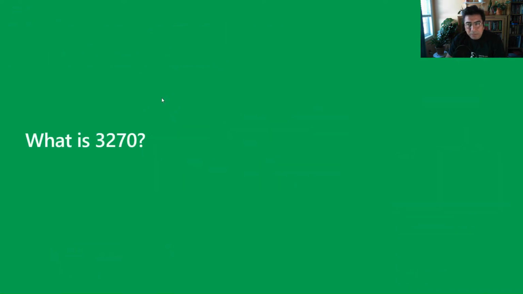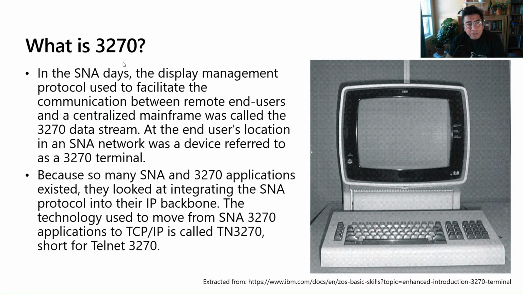What is 3270? In the SNA days, the display management protocol used to facilitate the communication between end users and a mainframe was called the 3270 data stream. At the end user location in an SNA network, there was a device referred to as 3270 terminal. Now, as networks migrated from SNA to IP, the implementation of 3270 was upgraded as well. And the technology used to move from SNA 3270 applications to TCP IP is called today TN3270, short for Telnet 3270.